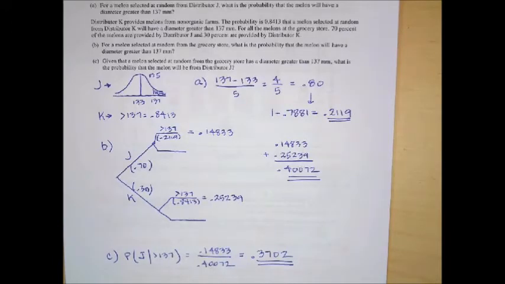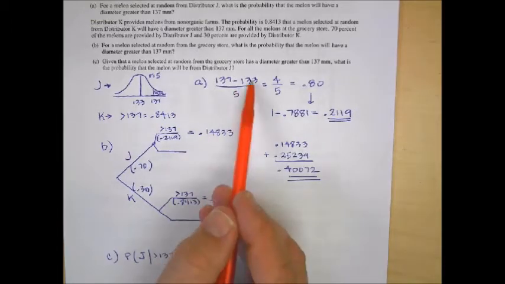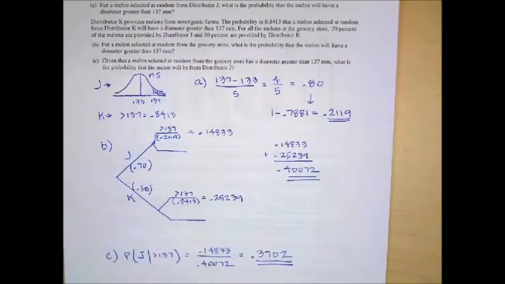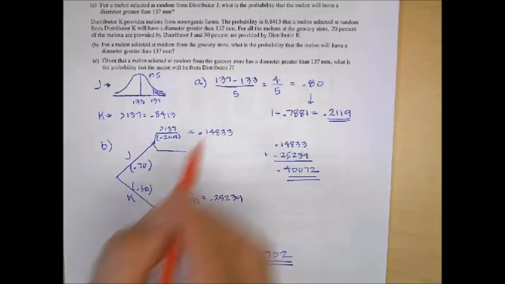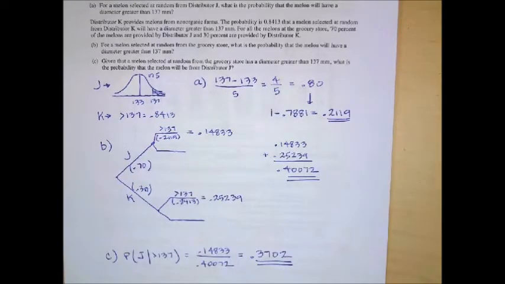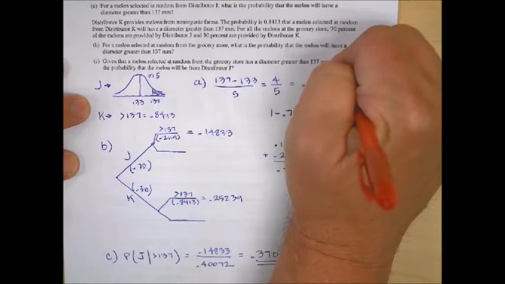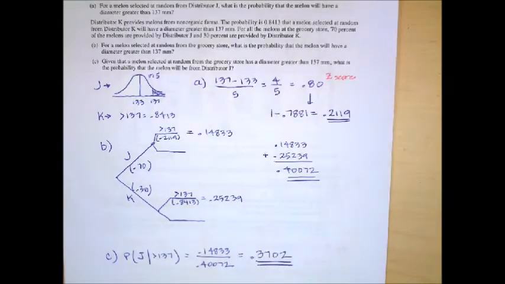Then just do your normal Z, 137 minus 133 divided by 5. Because it was asking what's the probability for one randomly selected melon, there wasn't a sample. So you don't divide by square root n or anything like that. So it's 4 over 5, which is 0.80. Now remember, that's a z-score. That's not your final answer. That's not the probability.